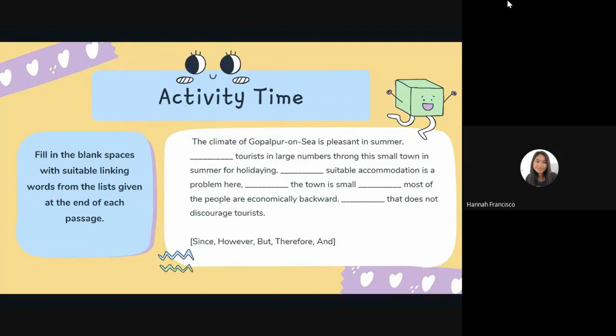However, suitable accommodation is a problem here, since the town is small and most of the people are economically backward. But that does not discourage tourists. All right, excellent. Thank you, Miss Hannah. All your answers are correct.